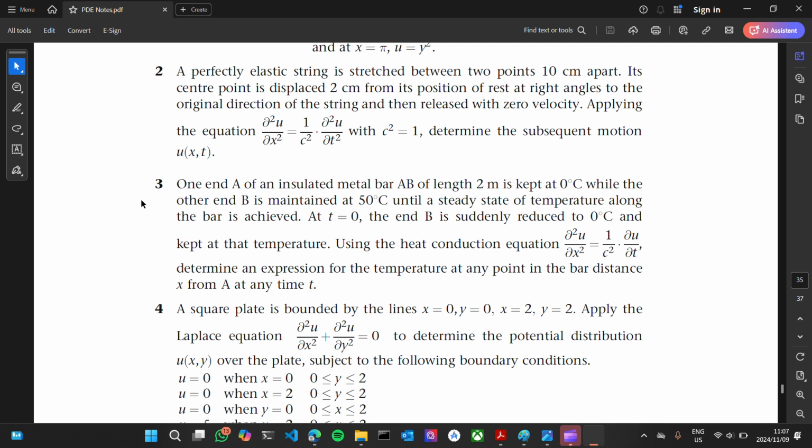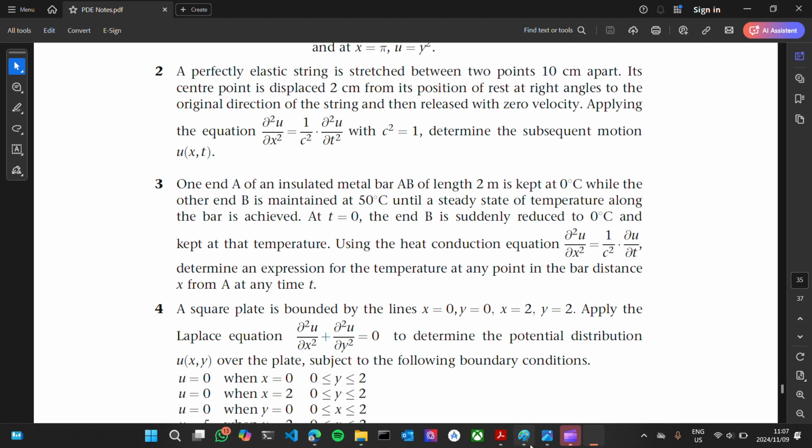One end A of an insulated metal bar AB of length 2 meters is kept at 0 degrees while the other end B is maintained at 50 degrees Celsius until a steady state temperature along the bar is achieved. At t equals 0, the end B is suddenly reduced to 0 degrees and kept at that temperature. Using the heat conduction equation, determine an expression for the temperature at any point in the bar distance x from A at any time t.